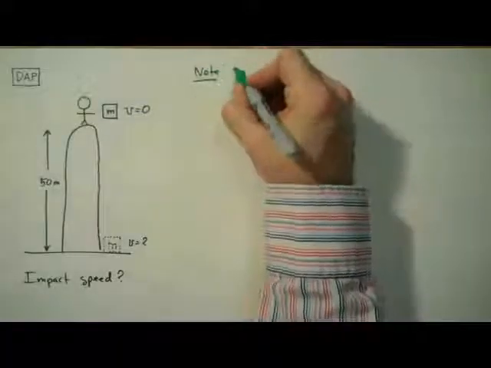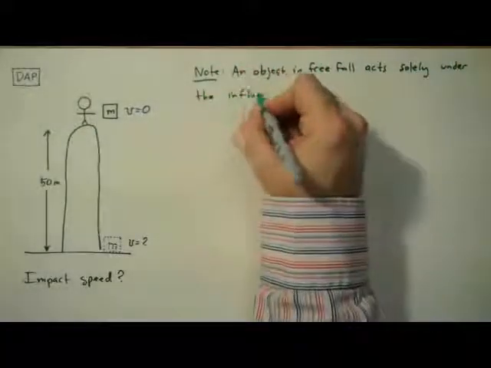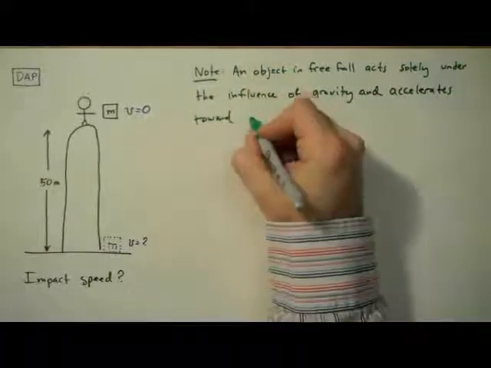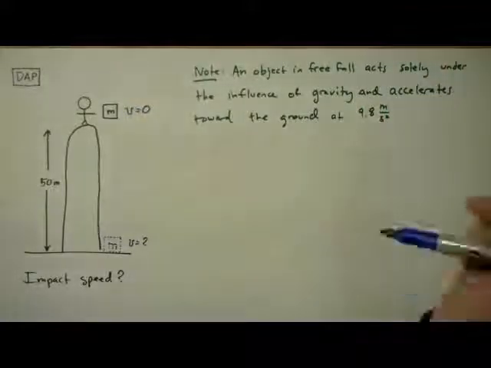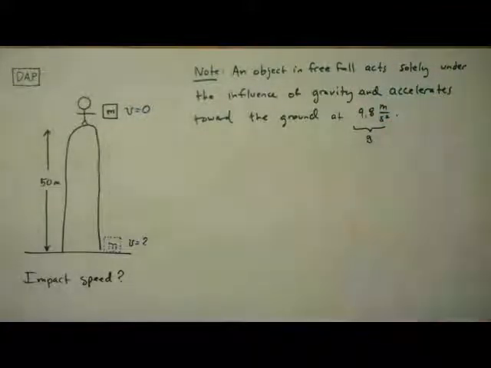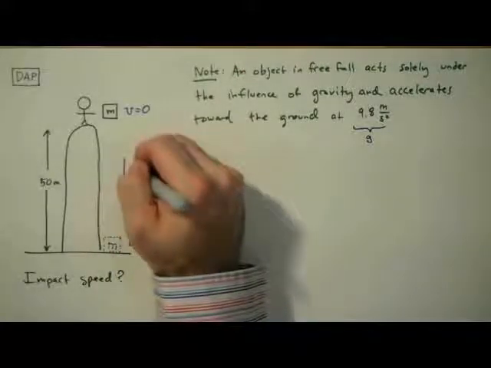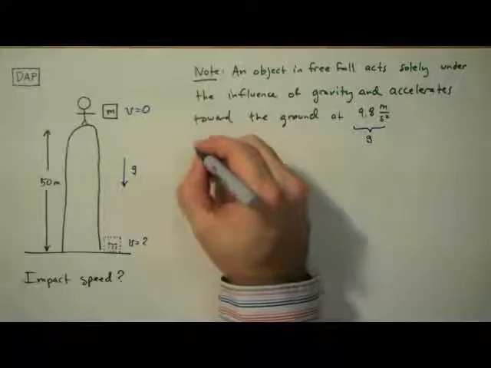We said that the object was dropped, and that means the object is in free fall. And an object in free fall acts solely under the influence of gravity and accelerates toward the ground at a rate of 9.8 meters per second squared. By the way, this number is so important we give it its own constant, g, for gravitational acceleration. So I'm going to indicate that acceleration right here. And now we have enough information to solve our problem. We just need to select the right equation to do so.